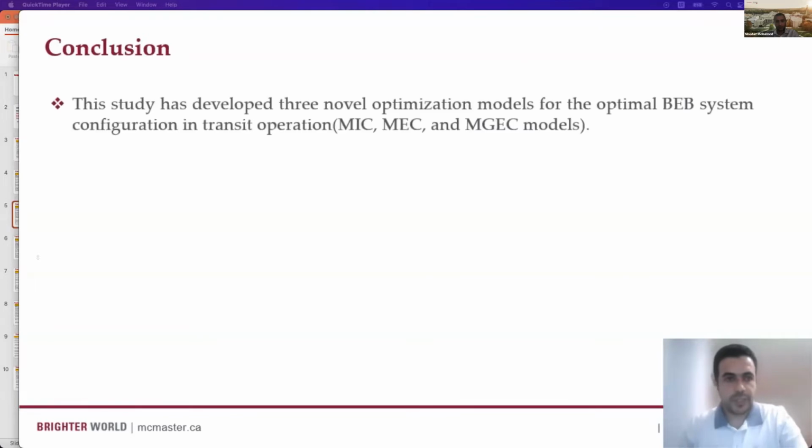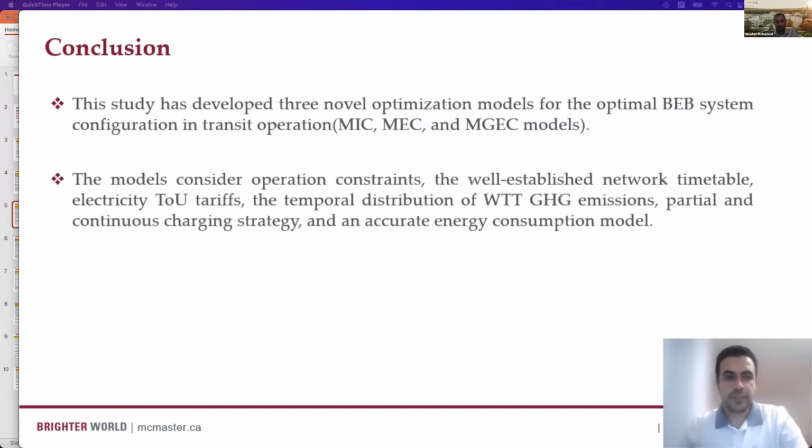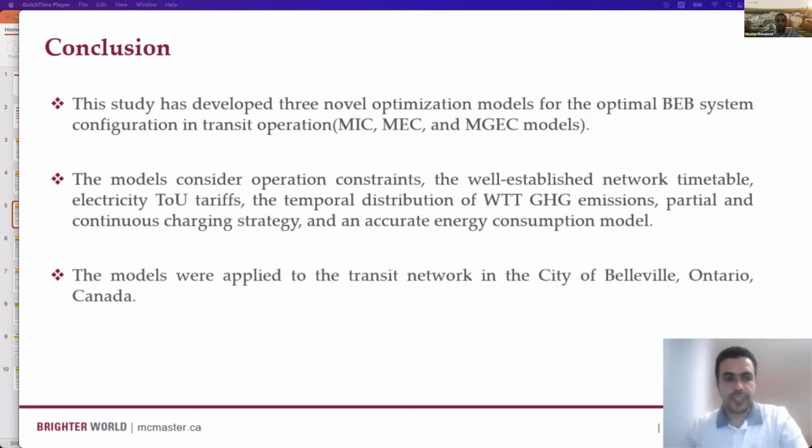To summarize this work, this study has developed 3 novel optimization models for the battery electric bus system configuration in transit operation: minimizing infrastructure cost, minimizing operational cost, and minimizing greenhouse gas emissions cost. These models consider operational constraints, the well-established network timetable to maintain the level of service, electricity time of use tariffs, the temporal distribution of well-to-tank greenhouse gas emissions to optimize the utilization of resources, partial and continuous charging strategy, and also an accurate trip-level energy consumption model. All these models are applied to a real-world transit network in Belleville City, Ontario, Canada.